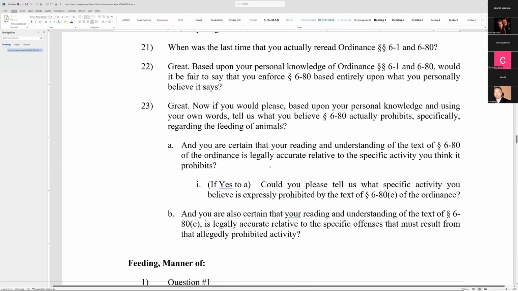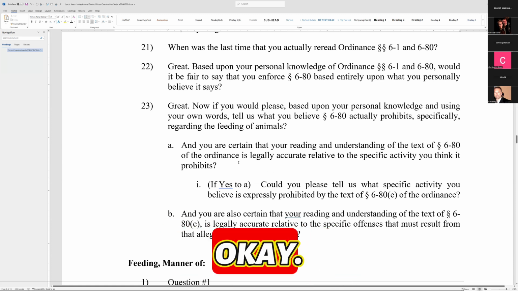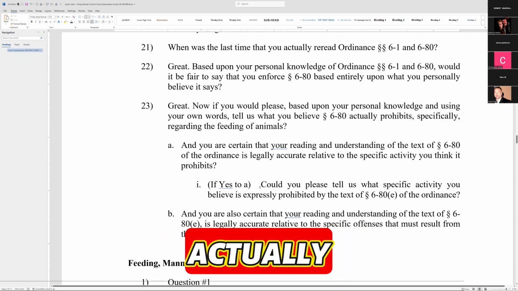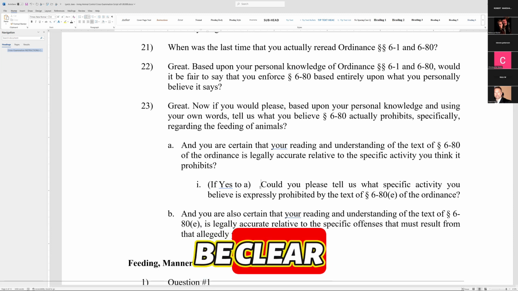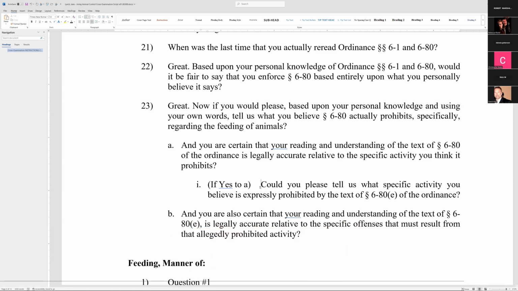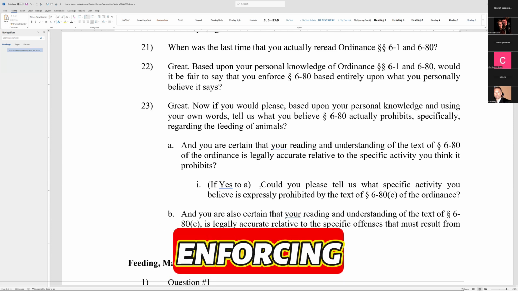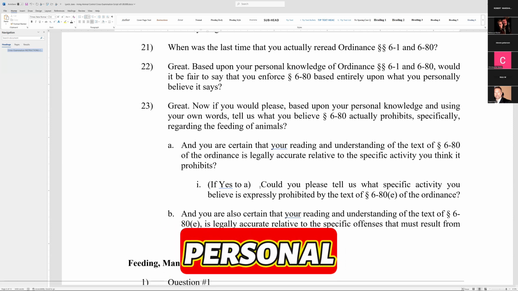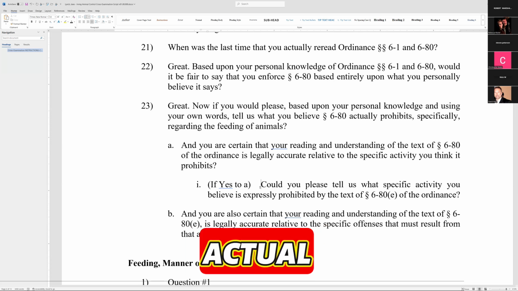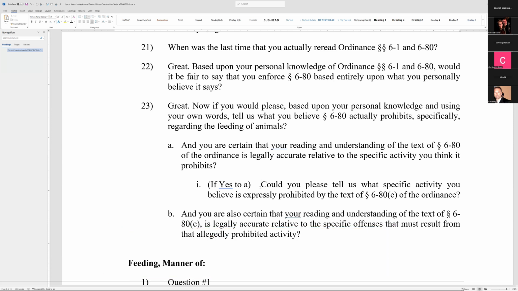I don't know. You don't know. Okay. So you don't know if what you know and understand about the ordinance is actually legally accurate. Just to be clear, that's what you're testifying to. Yes. Okay. So you are enforcing it based entirely upon your personal interpretation and beliefs, right? Yes. And your own opinion. Yes. Right. But not actual knowledge and understanding. Right. Okay.